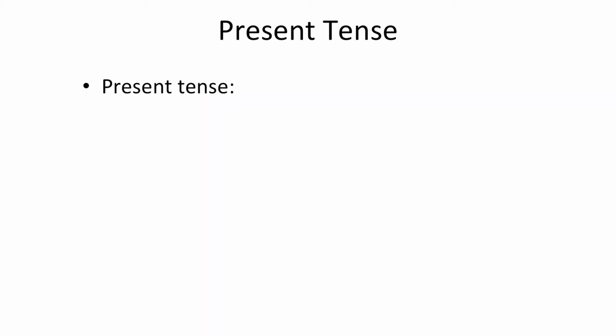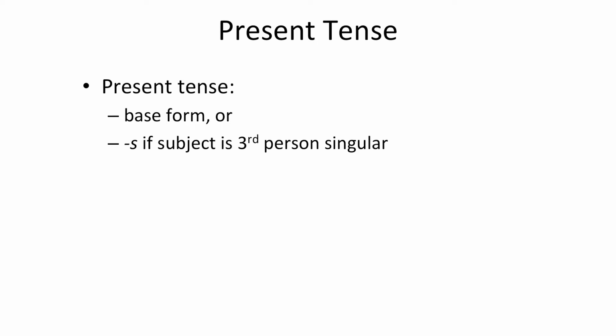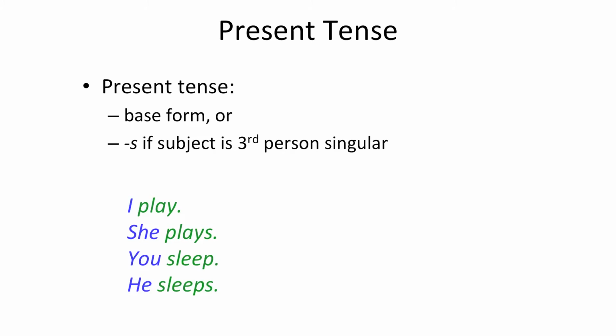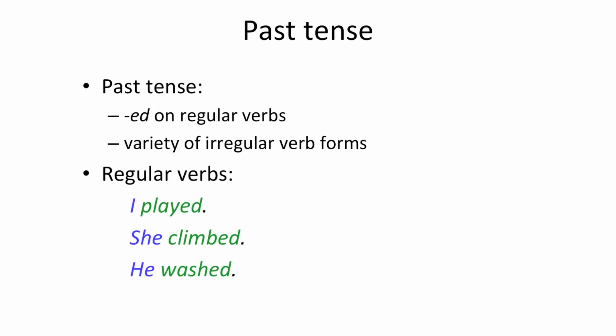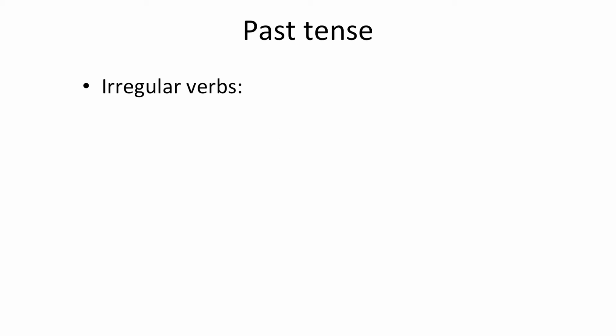Present tense is indicated either by the base form of the verb, or, if the subject is third person singular, the suffix -s. So this is as in, I play, she plays, you sleep, or he sleeps. Past tense is marked by the suffix -ed on regular verbs and with a variety of different forms on irregular verbs. Some regular forms are I played, she climbed, he washed. Irregular past tense forms are those such as I slept, she ran, he stood.